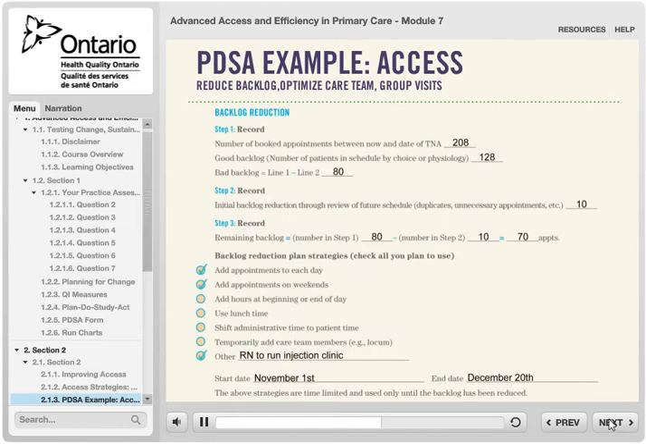The team used the backlog calculator and determined they had a bad backlog of 80 appointments. To reduce this backlog, they eliminated 10 duplicate appointments and temporarily opened 15 appointments during the week, including 2 Saturdays. The team reviewed their backlog to ensure it was eliminated before moving on to test strategies to improve access.